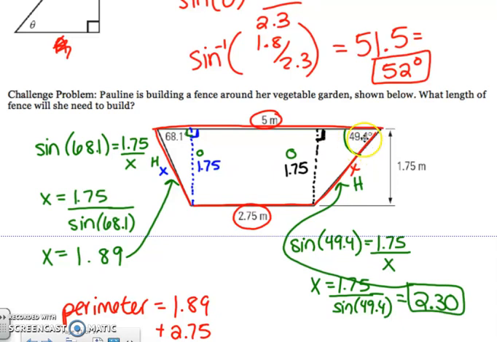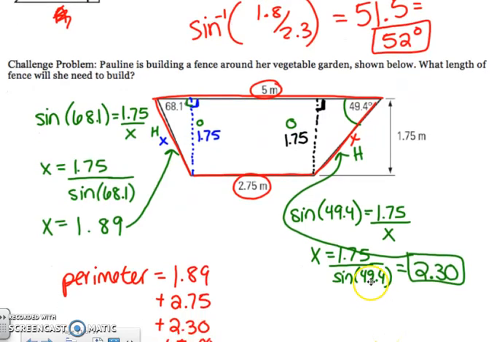I looked at this right triangle, and I said, if this was 1.75, so was this piece in here, as well as this piece, since it's the height of the trapezoid. So I had the opposite, and I was looking for this diagonal, which was the hypotenuse. I knew opposite and hypotenuse was sine. So I said sine of 49.4 equals opposite, 1.75, over hypotenuse x. X was down low, so I switched it, and I got this length right here was 2.30.